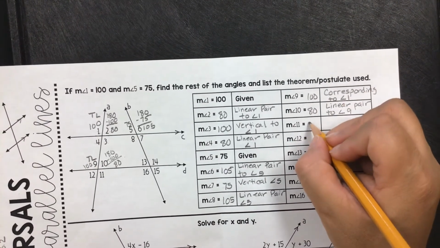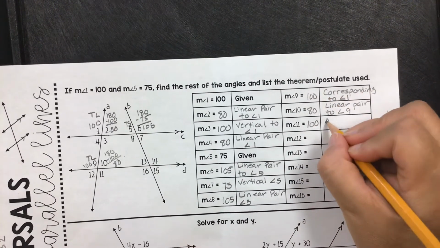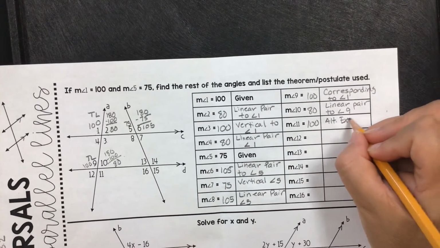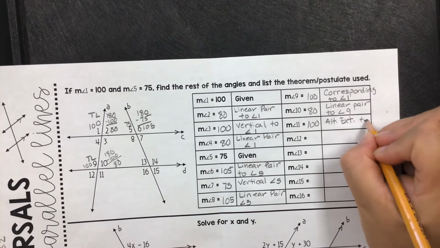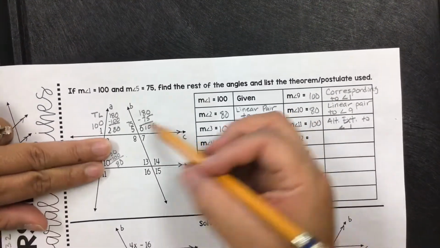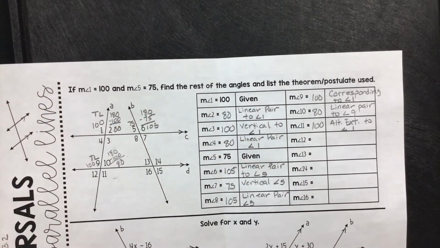11. 11 is 100 because it's alternate exterior to angle 1. So if you look, it's on the outside. Alternate means one on the left, one on the right.